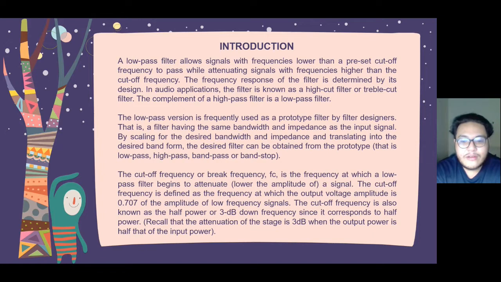The cut-off frequency or break frequency, fc, is the frequency at which a low pass filter begins to attenuate, lowering the amplitude of a signal. The cut-off frequency is defined as the frequency at which the output voltage amplitude is 0.707 of the amplitude of the low frequency signal. The cut-off frequency is also known as the half power or 3 dB down frequency since it corresponds to half power.